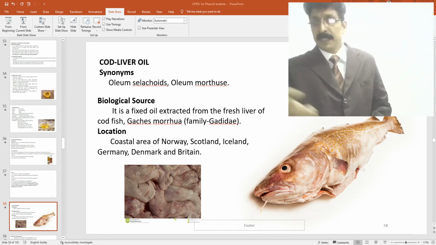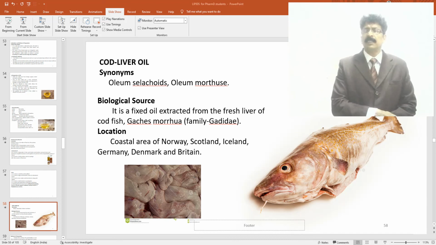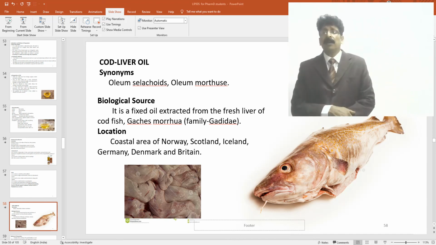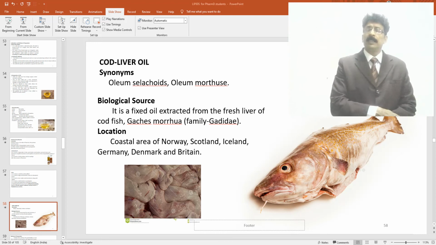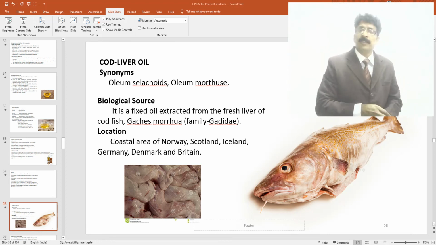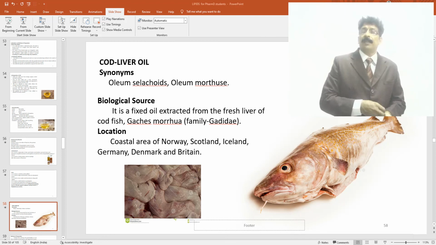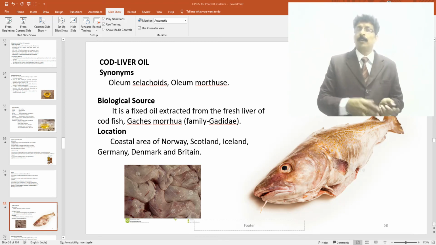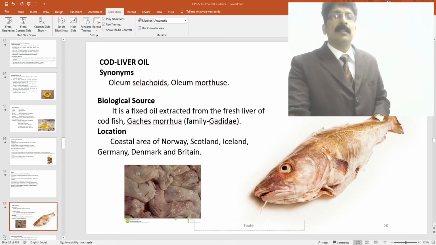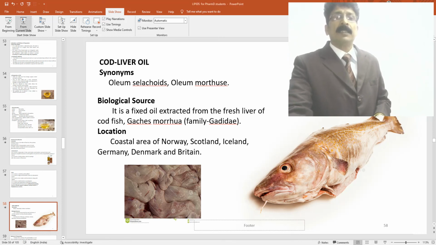Today we will see at least 4 drugs: cod liver oil, shark liver oil, cocoa butter and cucumber butter. These 4, if you see, have a small relationship. So I hope these 4 can be taken in one class. Today I am starting with cod liver oil.